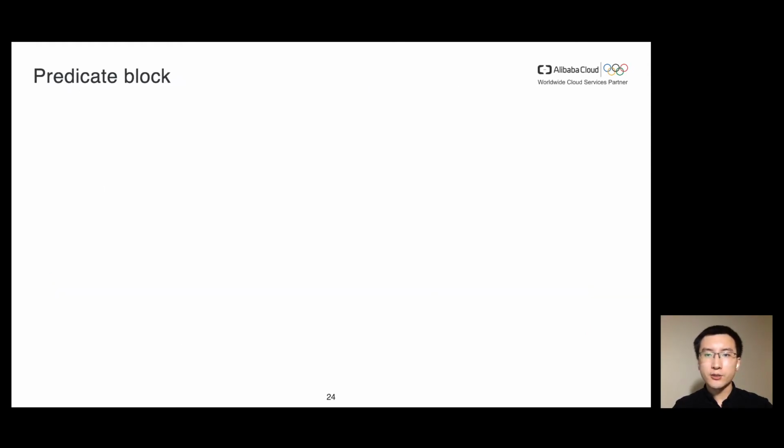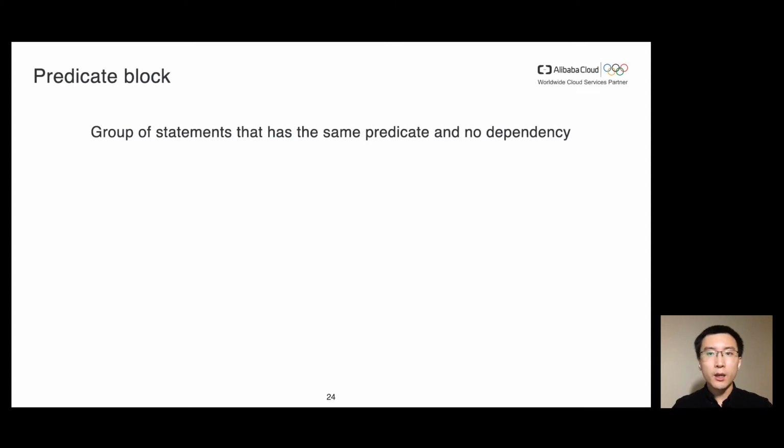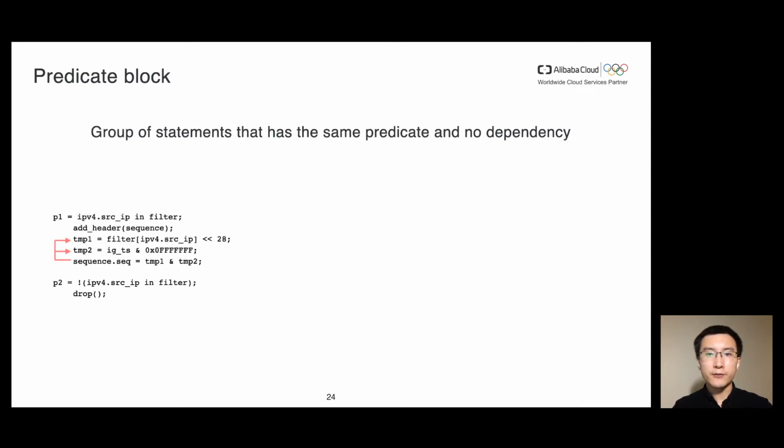We introduce a data structure called predicate block. A predicate block is a group of statements that have the same predicate, but with no dependency. Here is a program we get after the front end, and let's see how to construct the predicate block. We check the first statement and create a new predicate block with predicate IPv4.srcip in filter. Next, we check the second statement and find that it does not depend on the first statement, so it is merged to the first predicate block.